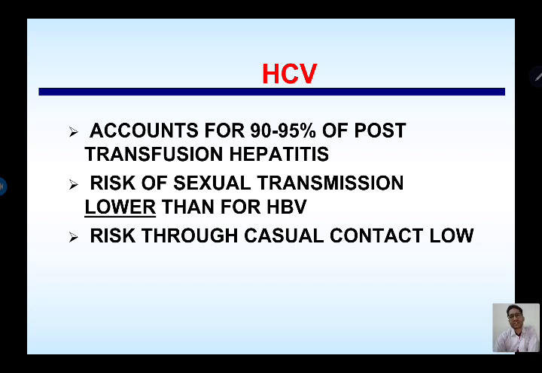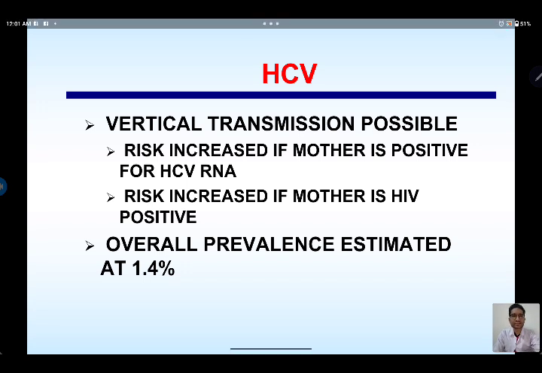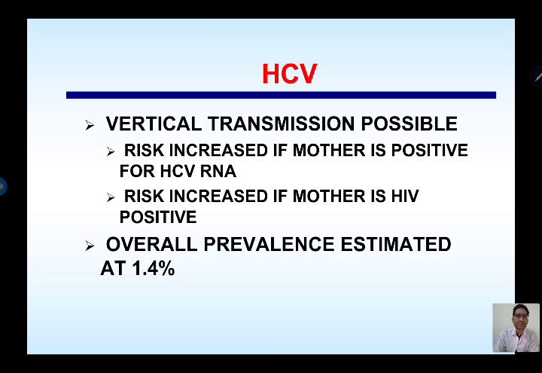Risk of sexual transmission is lower than for hepatitis B virus. Risk through casual contact is low. Vertical transmission is possible. The risk increases if the mother is positive for hepatitis C virus RNA, and increases if the mother is HIV positive. Overall prevalence is estimated at 1.4%.